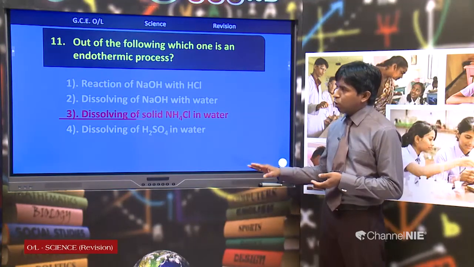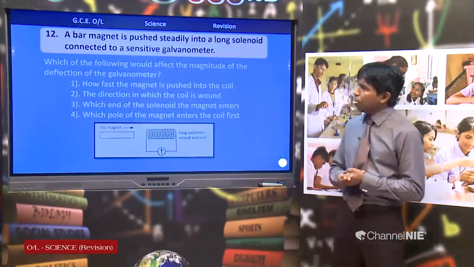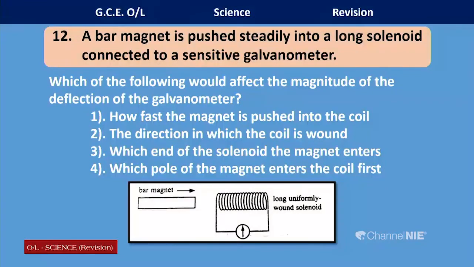Let us move to question number 12. A bar magnet is pushed into a long solenoid connected to a sensitive galvanometer. So, you are moving a bar magnet towards a coil at rest, and the coil is connected to a galvanometer. Why galvanometer? To check whether there is a current or a deflection. What happens when you move the magnet towards the coil? Electricity is generated in the coil. This comes under Faraday's electromagnetic induction, grade 11, chapter 13.